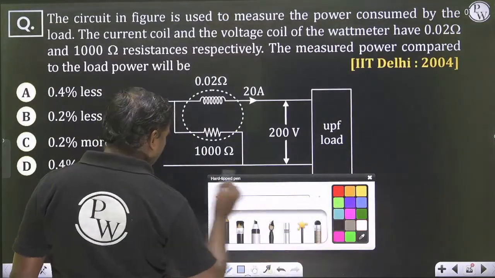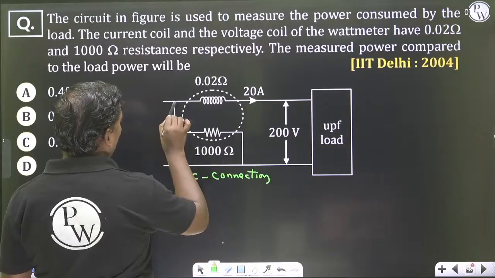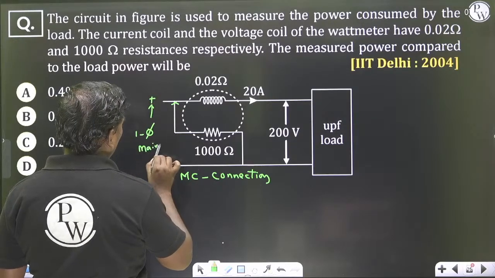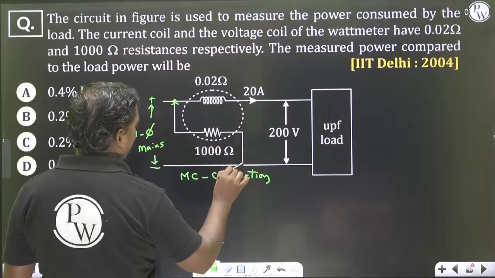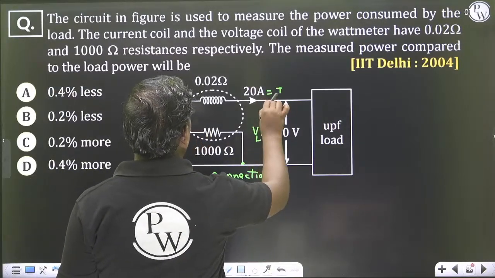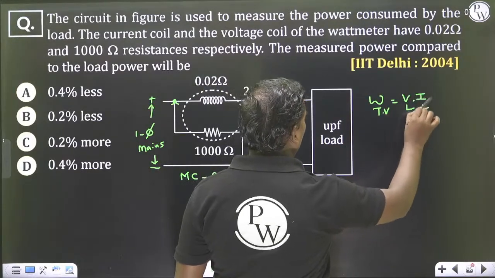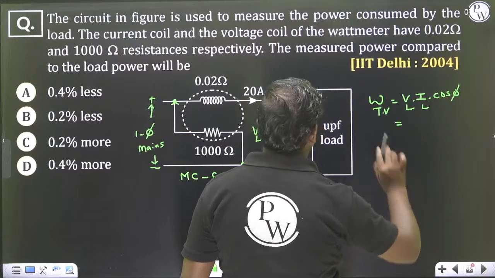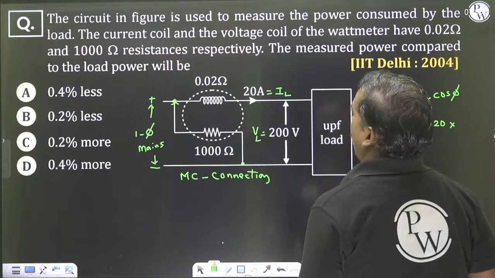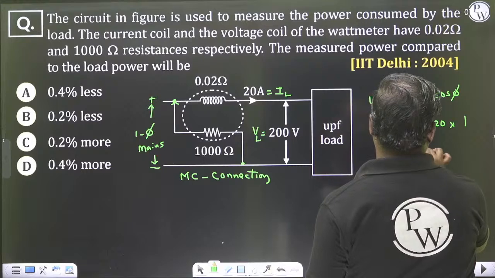So it is what connection? MC कनेक्शन, क्योंकि मेन साइड कनेक्टेड है. Okay, so this is the VL, this is the IL. So what is the true power? VL IL cos phi. So 200 into 20, unity power factor 1, so 4000 watts.